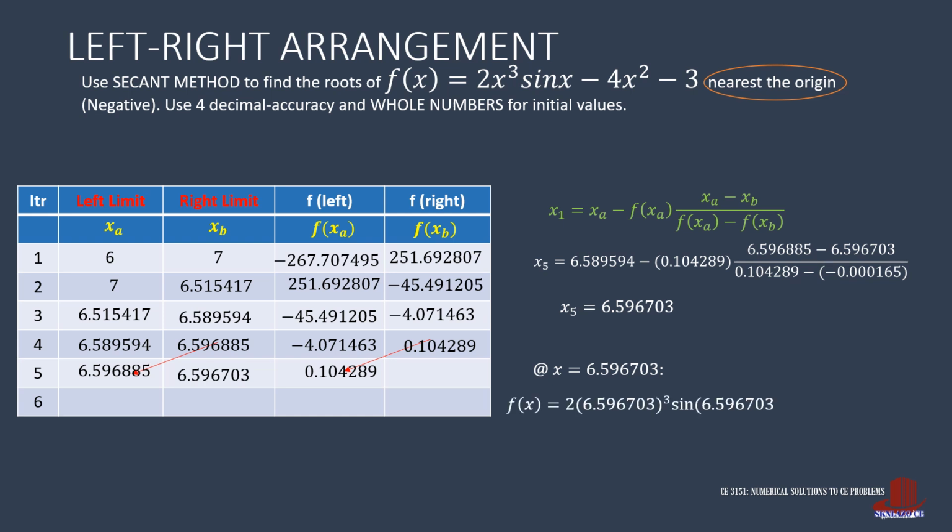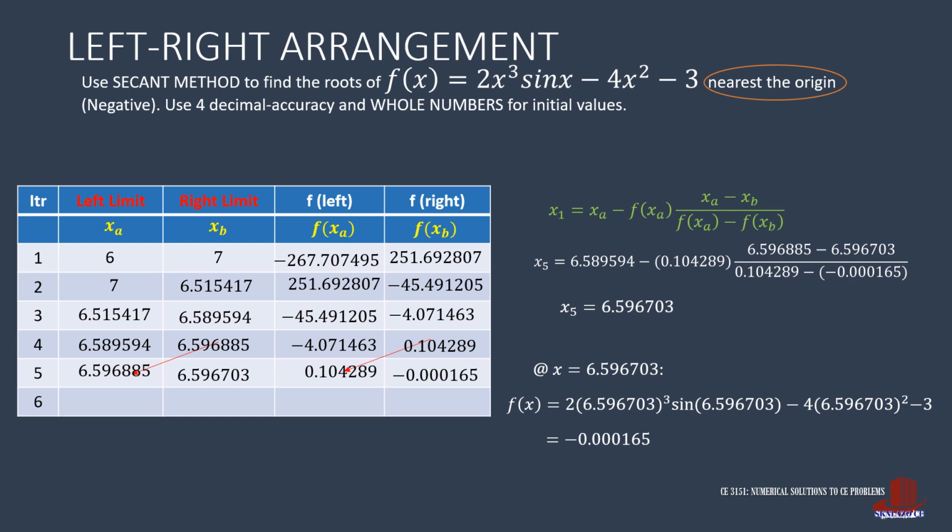So f of x is twice of 6.596703 cubed times sine of 6.596703 minus 4 times the square of 6.596703 less 3. So f of xb is negative 0.000165. This value we just computed qualifies in the 4 decimal accuracy we needed.